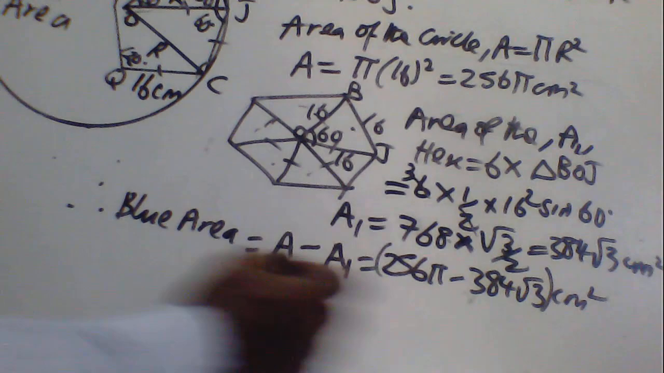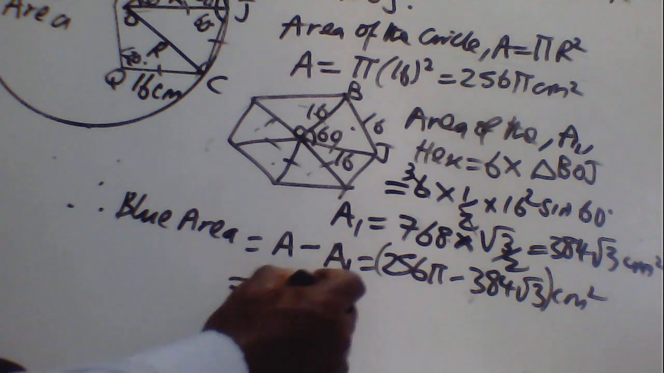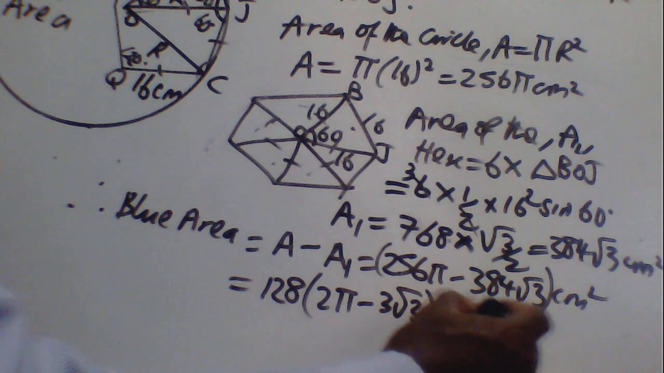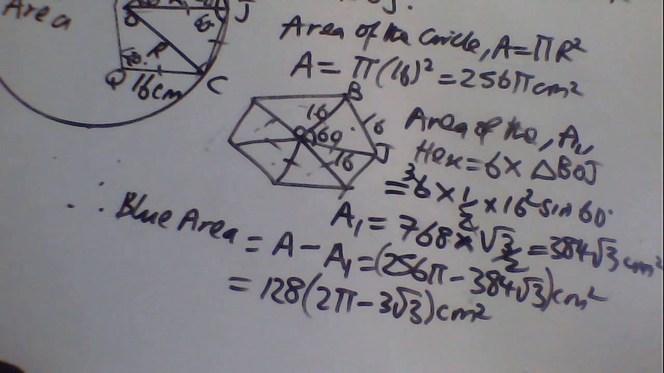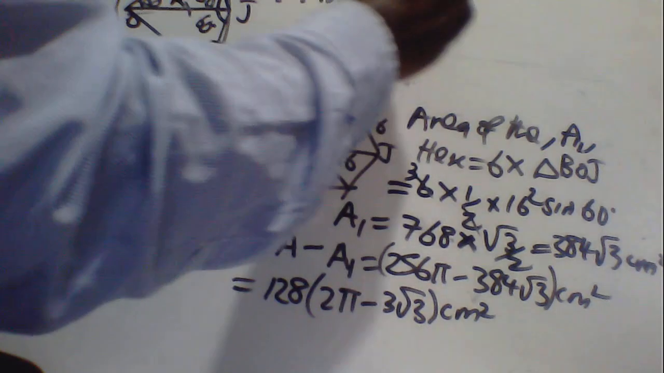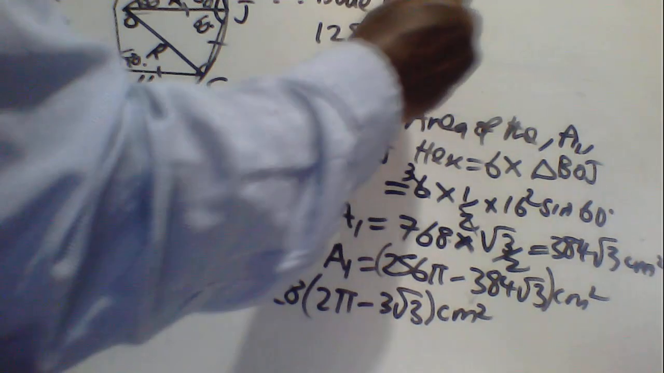So simplify further. If you simplify further, you have what? What is common between these two terms? Use a calculator. We have 128 in bracket 2 pi minus 3 root 3 cm squared. So that is the area of the blue area. So in this case, therefore, blue area is equals to 128 in bracket 2 pi minus 3 root 3 cm squared.